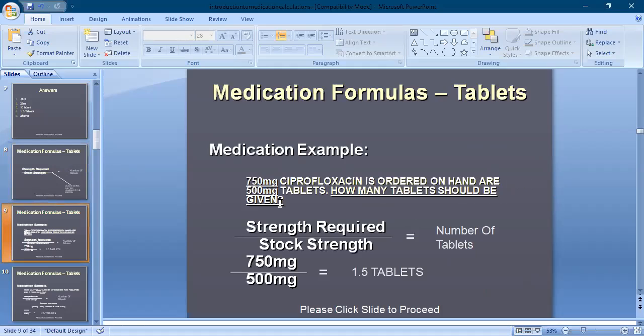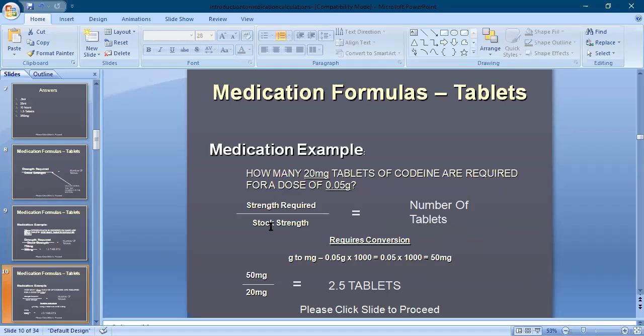Second one, here is the example. 750 milligrams of ciprofloxacin is ordered, and on hand are 500 milligram tablets. How many tablets do you need? Number of tablets equals strength required divided by strength on hand. 750 is the prescribed, and 500 you have. So it is 1.5 tablets.